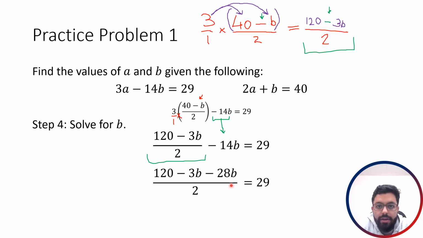And what I've done here is I've gotten a common denominator. So how did I get a common denominator? Well, I've got a denominator of 2 on this side, and technically I've got a denominator of 1 on that side. So I've multiplied my numerator and my denominator by 2, right? If I've done this by 2, then I have to multiply the numerator by 2. So 14b becomes 28b, so that's this guy right here.